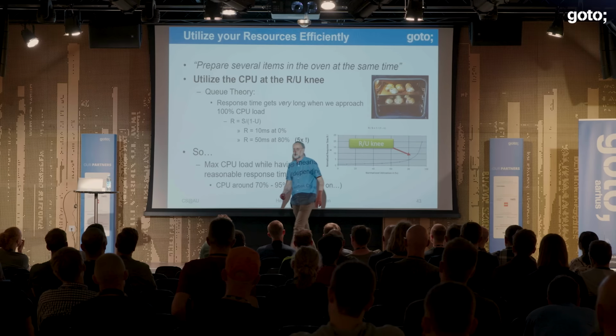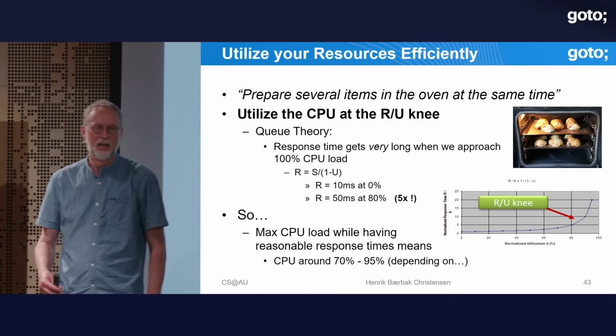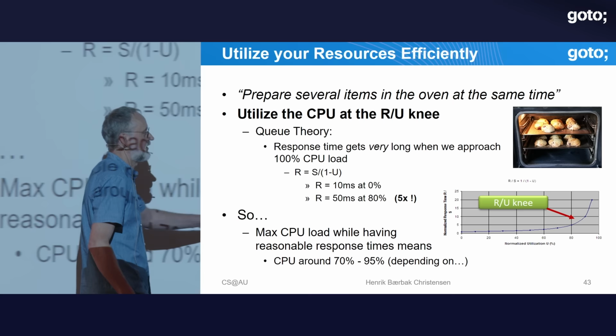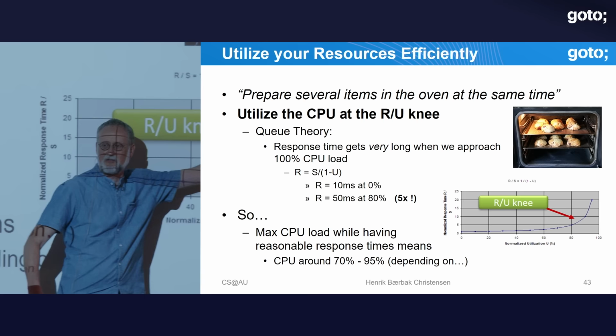If you don't know what queue theory is, has anyone been stuck in a queue on the highway in the rush hours? Yeah. Have you tried to drive the same distance at 2 o'clock in the night? You know what queue theory is. Random events make the waiting time, the response time, extremely long when it's crowded. So you have to run down at 70% on your server systems. But no lower, please.